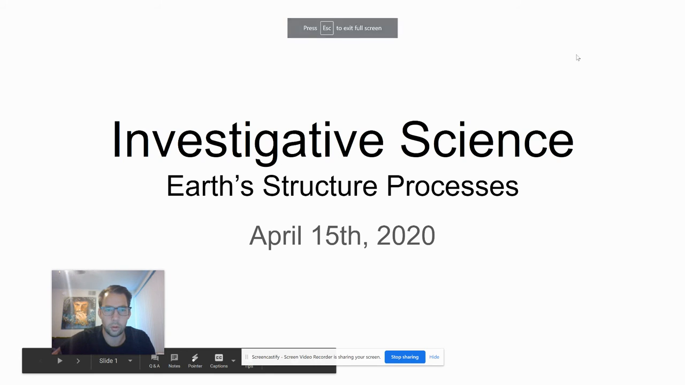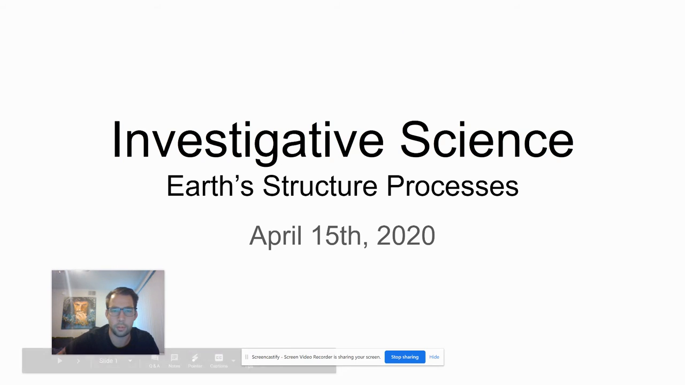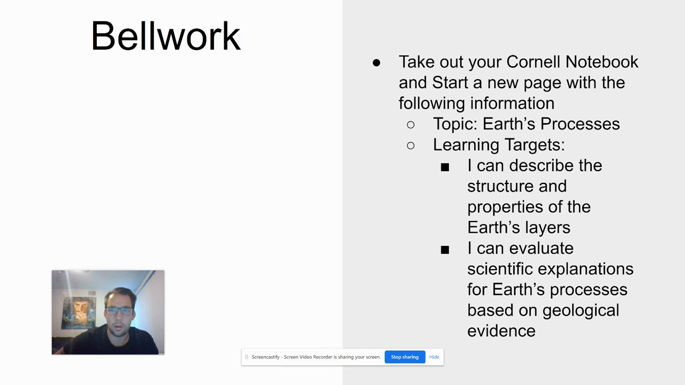Okay, guys, so this week we're going to be talking about Earth's structure and processes. Go ahead and take out your Cornell notebook, start a new page with this topic and these learning targets.